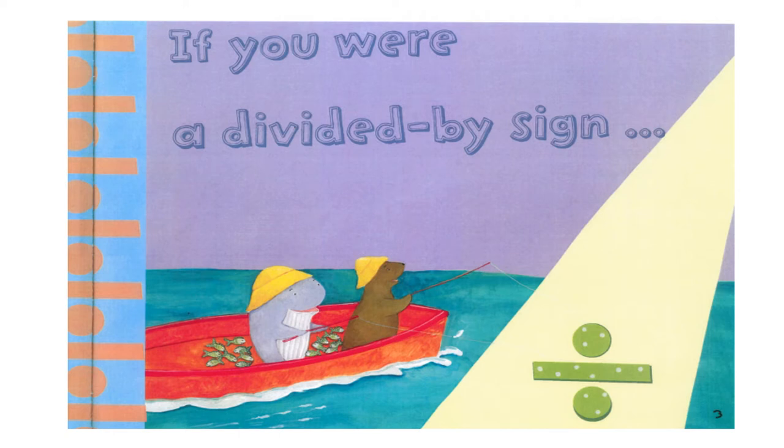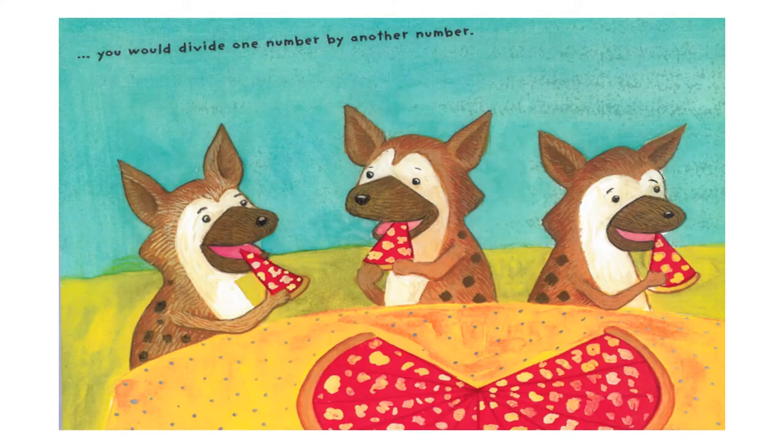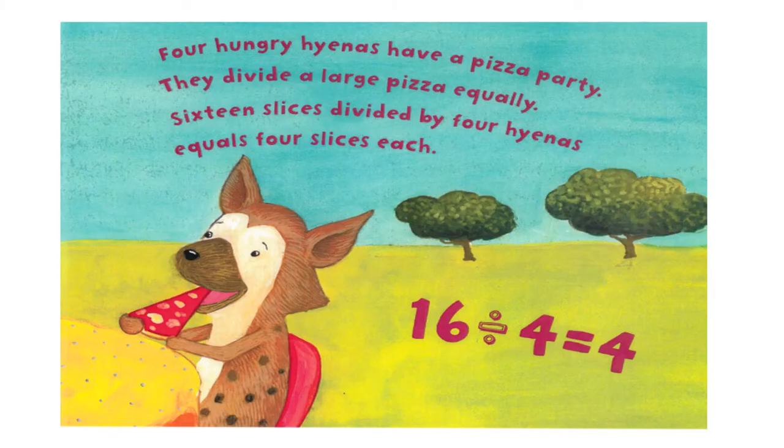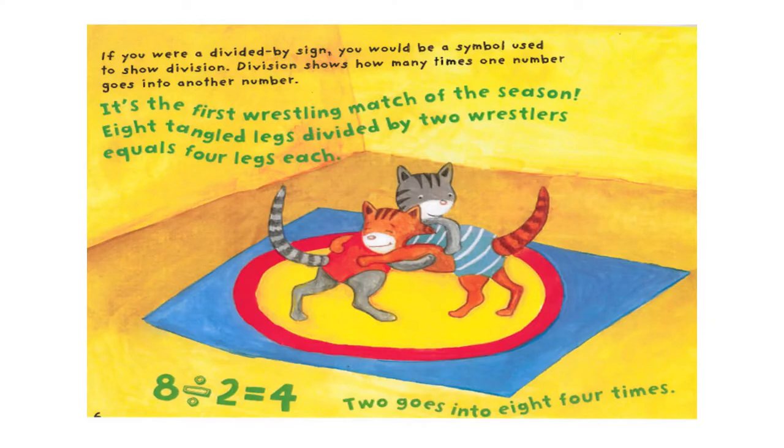If you were a divided by sign, you would divide one number by another number. Four hungry hyenas have a pizza party. They divide a large pizza equally. 16 slices divided by four hyenas equals four slices each. If you were a divided by sign, you would be a symbol used to show division.